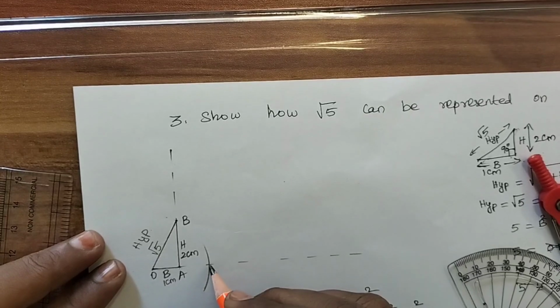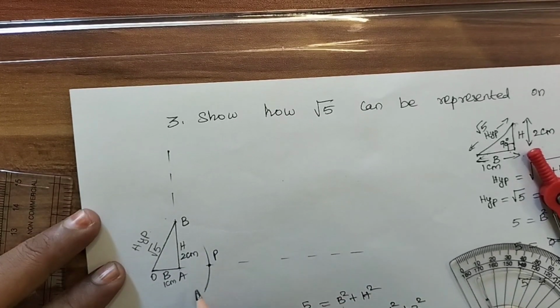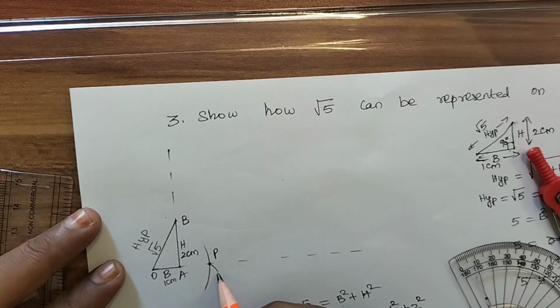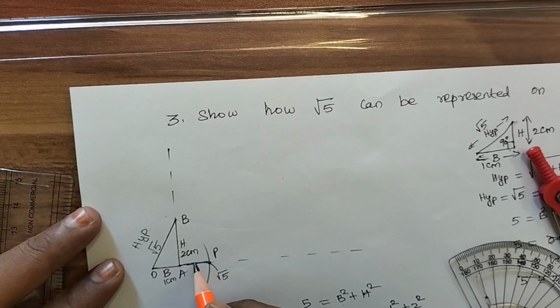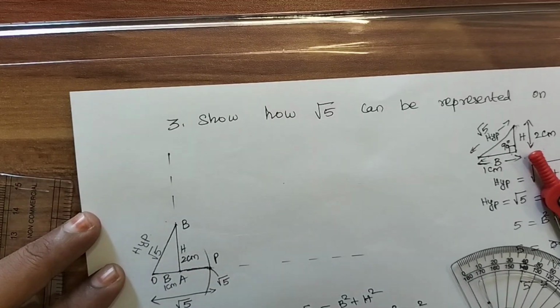So now you will get one point at the dotted line. This point is nothing but P. Let me consider that as P. So now what happens? This P measurement is nothing but root 5. If you want, you can connect it with a thick line. So this measurement from O to P is nothing but root 5.